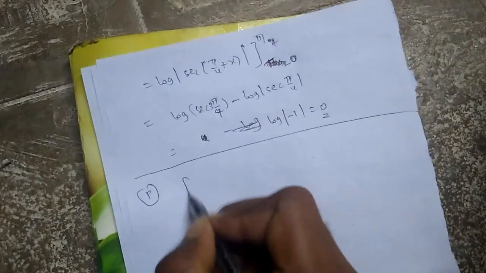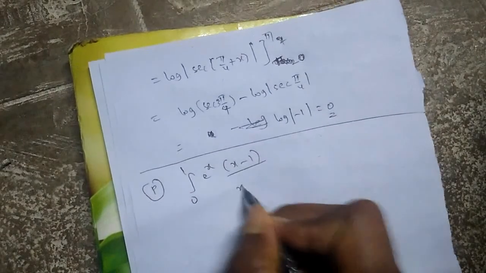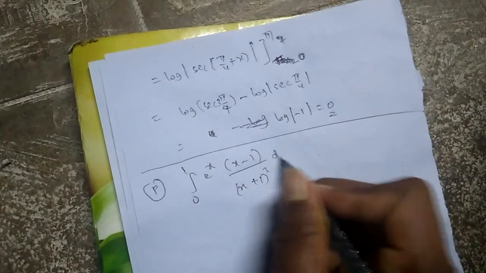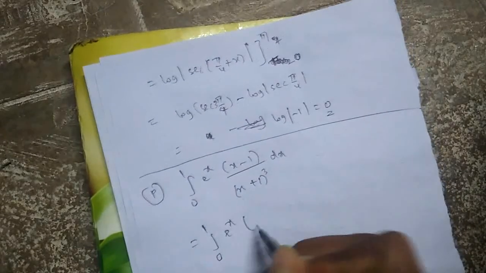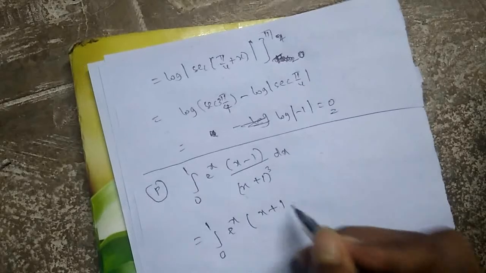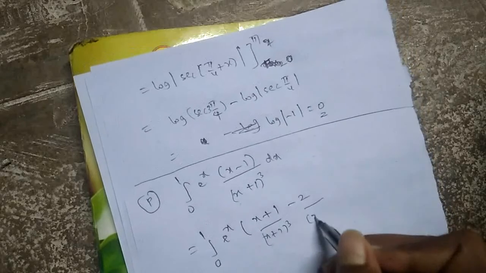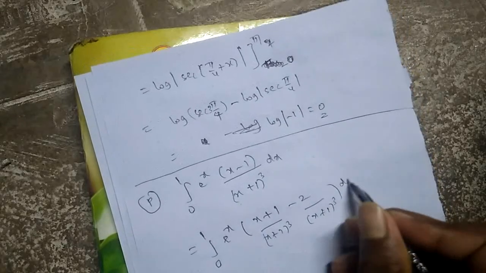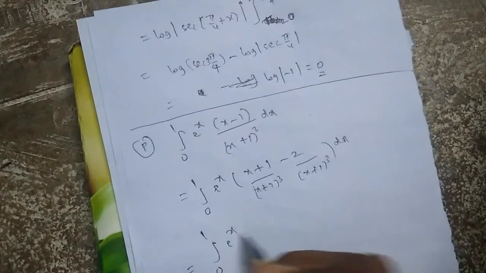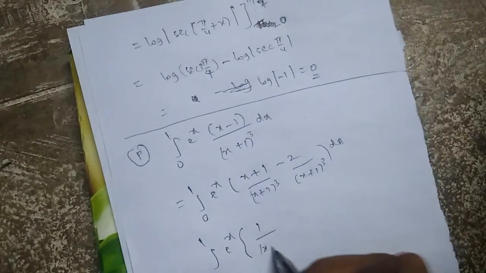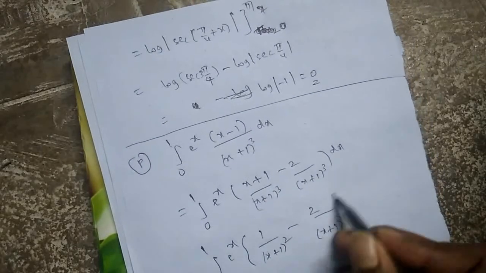Our next problem is the integral from 0 to 1 of e power x times (x minus 1) by (x plus 1) whole cube dx. You can write this as (x plus 1 minus 2) by (x plus 1) whole cube, adding and subtracting 1 here. This is the integral from 0 to 1 of e power x times [1 by (x plus 1) whole square minus 2 by (x plus 1) whole cube] dx.